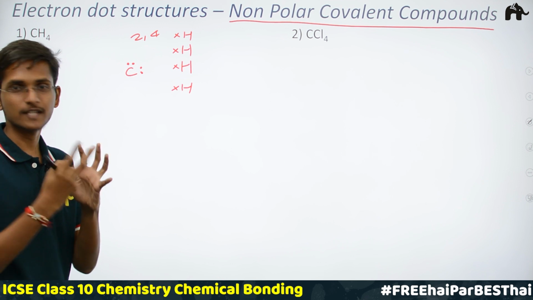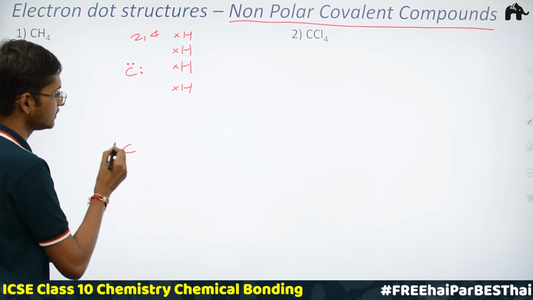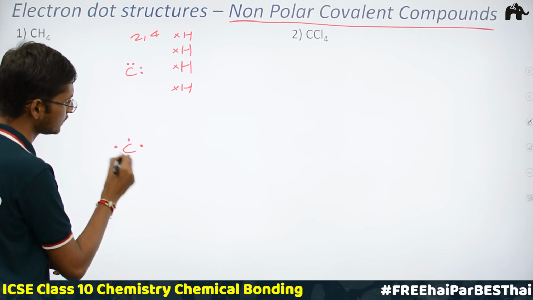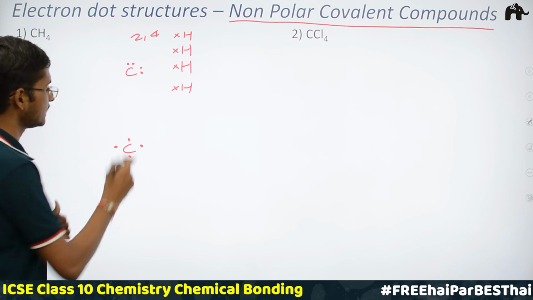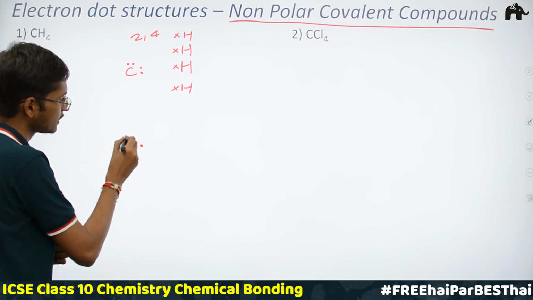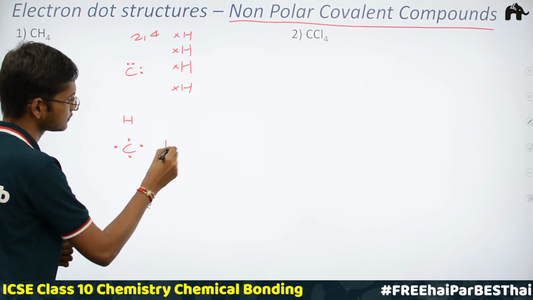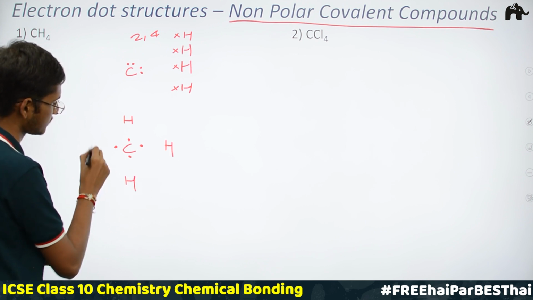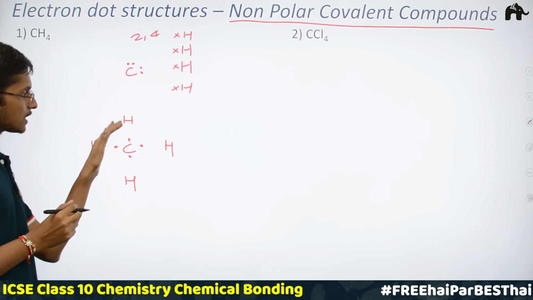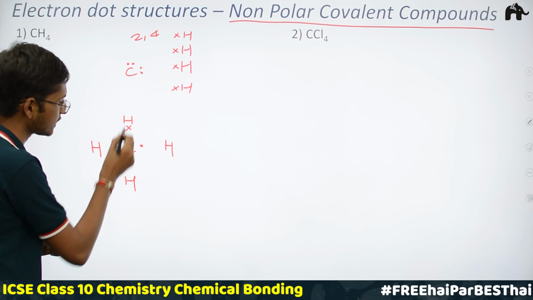Now let's see what is happening. Carbon, 1 2 3 4. Then it is sharing its 1 electron with each hydrogen atom. See, I have drawn this. And the hydrogens, in turn, are sharing their 1 electron with the carbon atom.